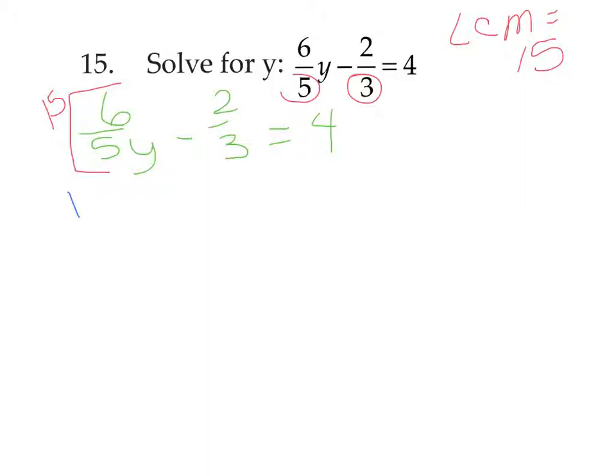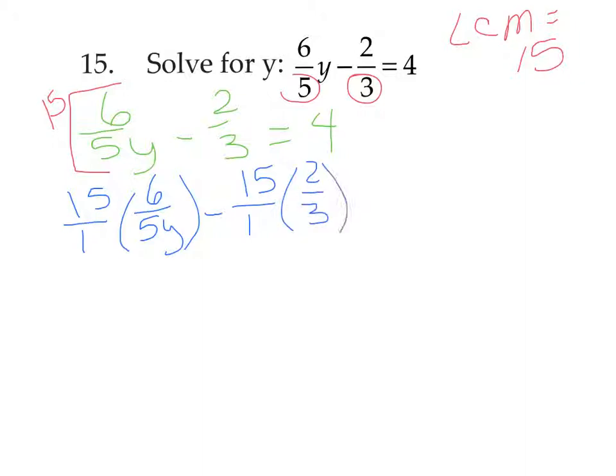We're going to multiply 15 over 1 times the first term, 6/5 y, minus 15 over 1 times the second term of 2/3. And don't forget, you have to multiply the 15 on this side too. You have to do it to every term, even if there's not a fraction. So 15 times 4. I didn't use the fraction form of 15 because there is no fraction in this term. You could just use a regular 15.